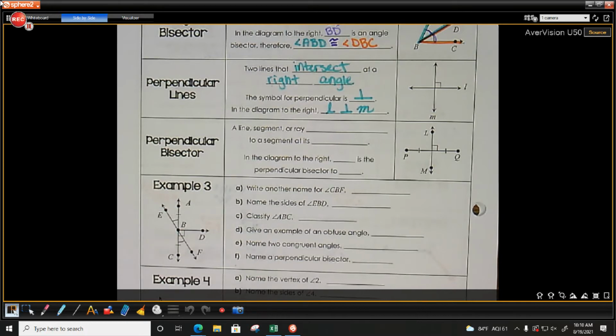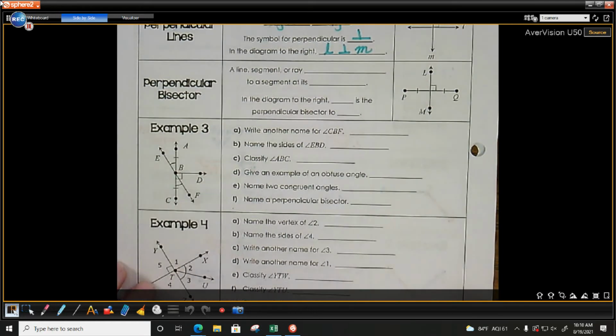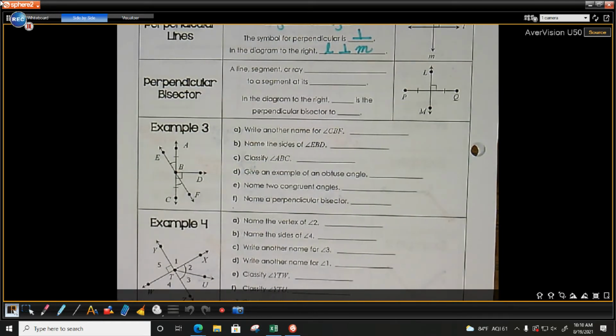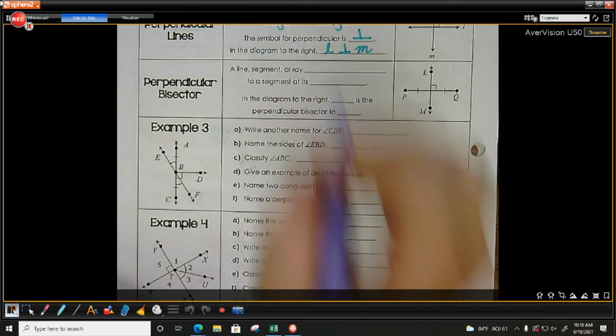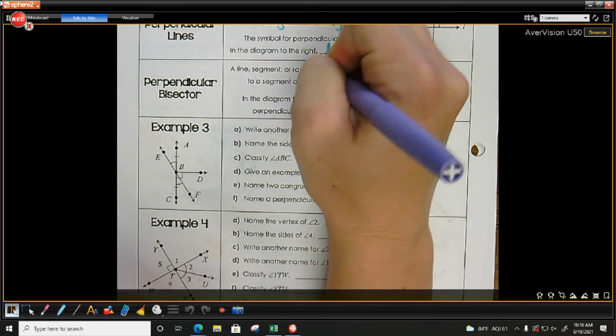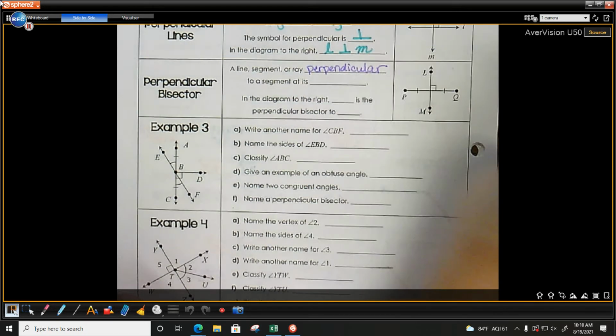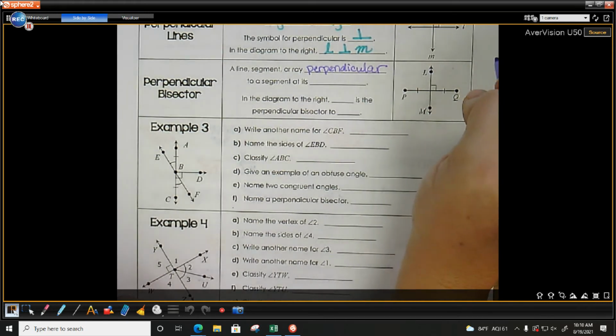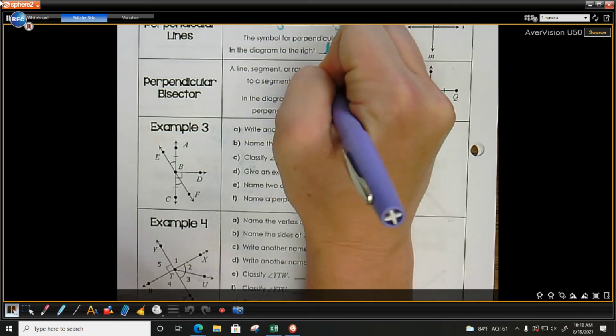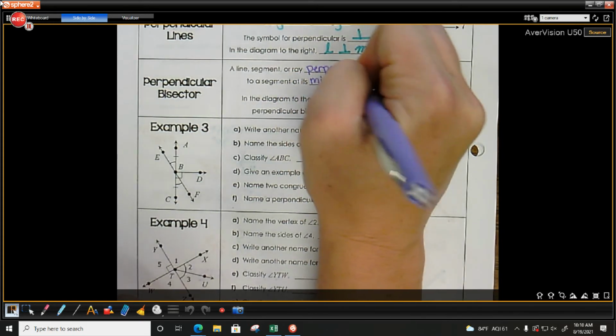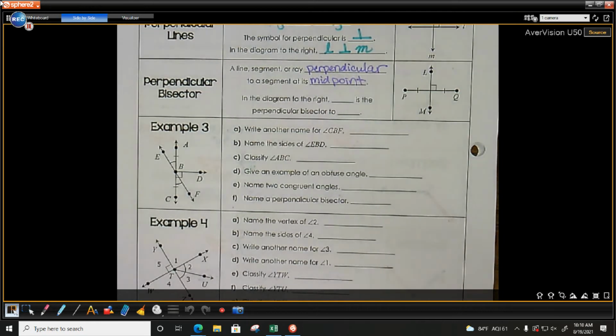Okay, now a perpendicular bisector. A line, segment, or ray perpendicular to a segment at its midpoint. So remember, we talked about this a little bit last class as well. In order to be a perpendicular bisector, the lines must be perpendicular, and it must also be a bisector. To be a bisector, it has to go through the midpoint.